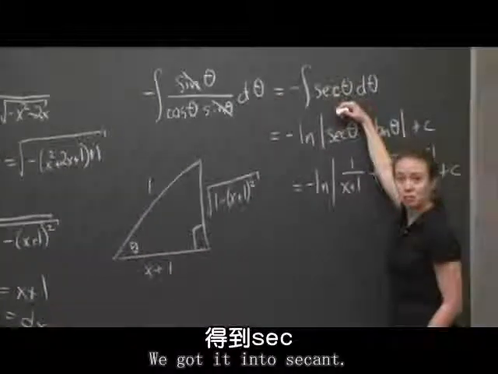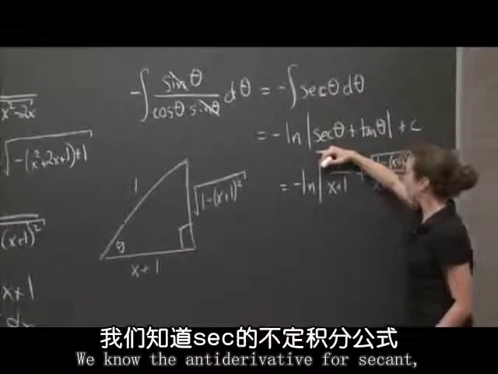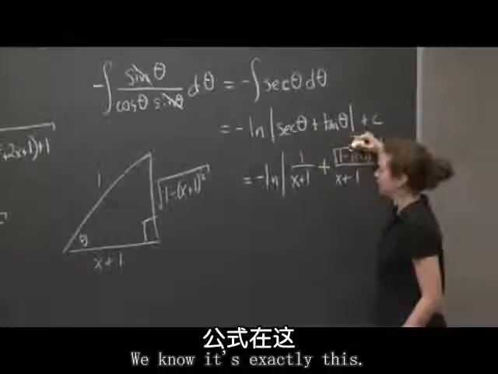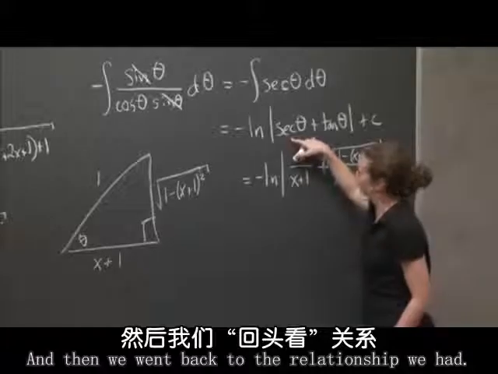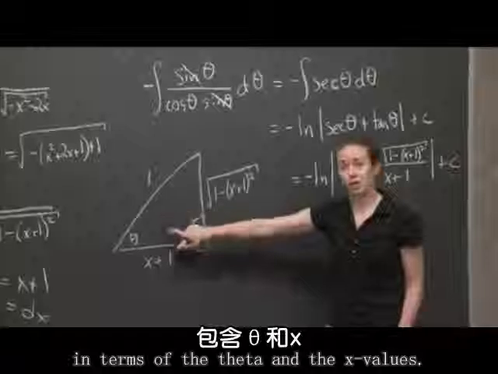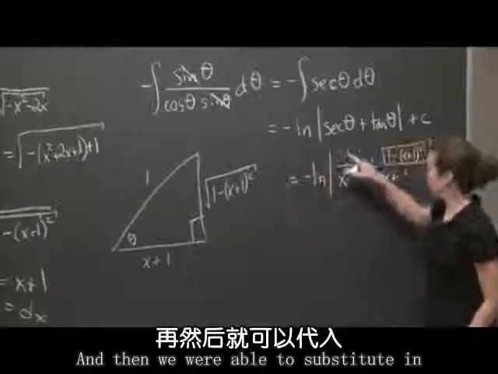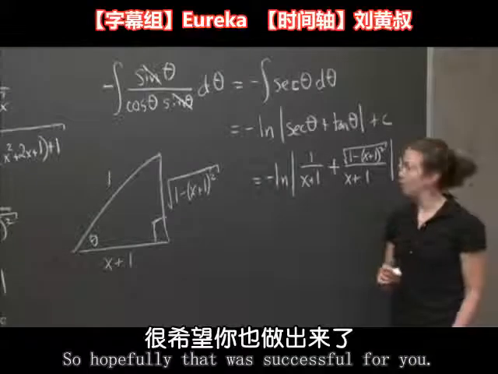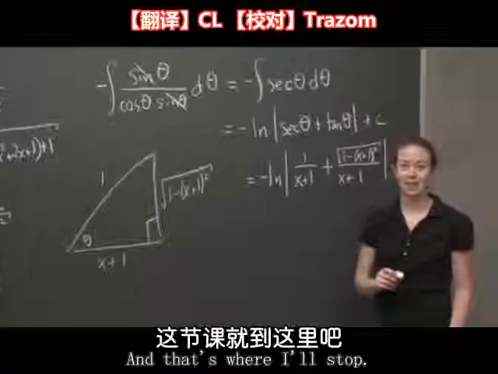So once we came over here and simplified, we got it into something we recognize. We got it into secant. We know the antiderivative for secant in terms of secant and tangent. We know it's exactly this. And then we went back to the relationship we had. We made ourselves a triangle in terms of theta and the x values. And then we were able to substitute in for secant and tangent. All right, so hopefully that was successful for you, and that's where I'll stop.